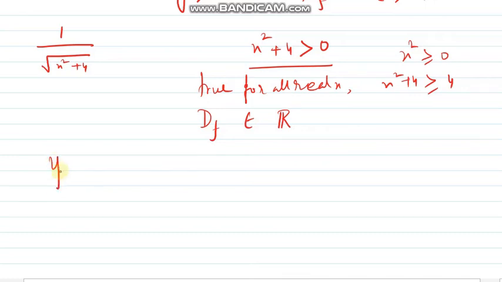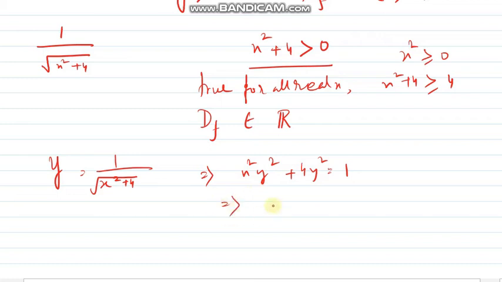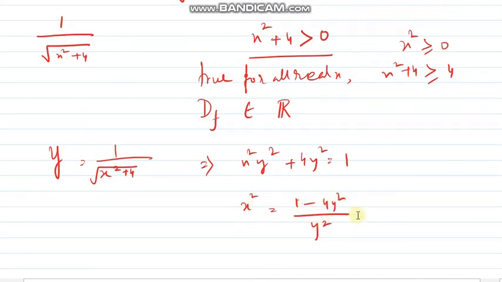Now for range, again y equals 1 divided by this. So if I cross multiply, x square y square plus 4y square equals 1. So x square y square equals 1 minus 4y square. So if I just write it directly, my x square will be (1 minus 4y square) divided by y square. What is my x square?